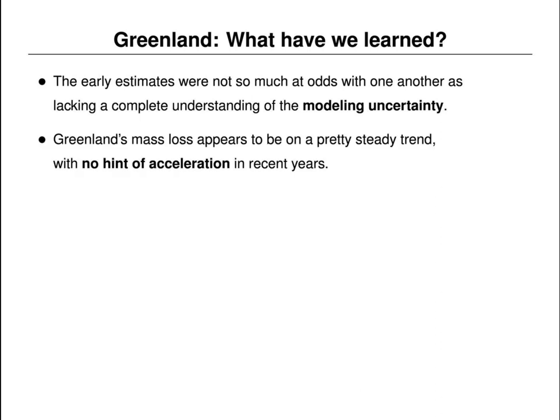The no hint of acceleration is probably a little strong here. 6 months ago, we didn't play much with a very small acceleration. Now the acceleration has actually grown a little bit. We can make of that what you want. But the bottom line message is that overall, there's still 200 kilometers cubed per year of ice being lost.